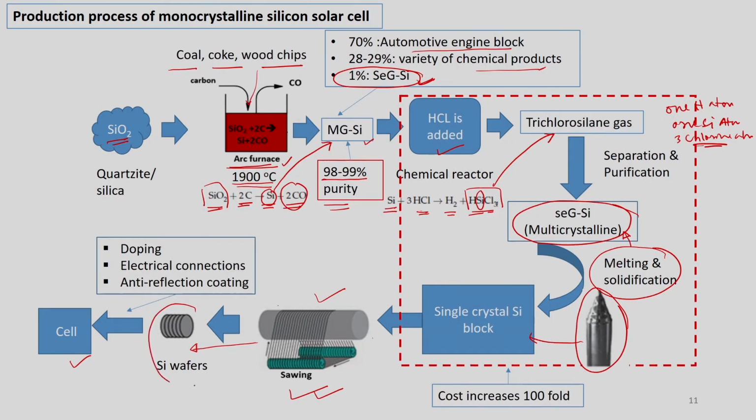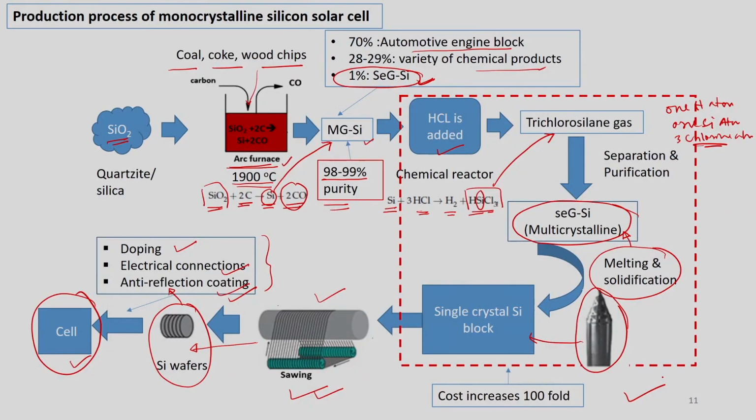So, once these wafers are ready, what can we do? We can do processing like doping, electrical connections, and anti-reflection coating, because this has to be passed through some phosphorus vapor. Okay. So, that phosphorus can be deposited and it will become n-type silicon cells, or wafers. And then once we are done with doping, electrical connections and anti-reflection coating, what we will get is a cell which is ready for generation of power. Okay. So, this is very, very important as far as the production process of monocrystalline silicon cells is concerned.